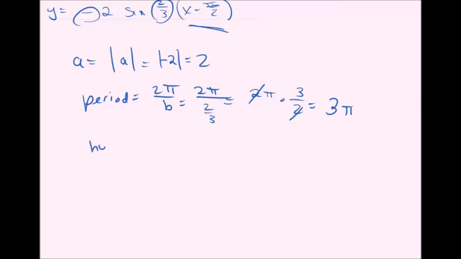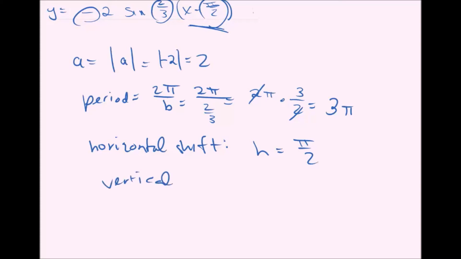To find the horizontal shift, in this case we know there will be one. We just identify it very simply as the horizontal shift is h equals pi over 2. Remember, the horizontal shift is opposite, so even though it says -pi over 2, it's shifting everything to the right, pi over 2. And the vertical shift is the plus k bit. Of course, there's nothing over here, so the vertical shift is just none. So for this graph, it's going to be a sine graph with a period of 3 pi, amplitude of 2, horizontal shift of pi over 2, and no vertical shift.